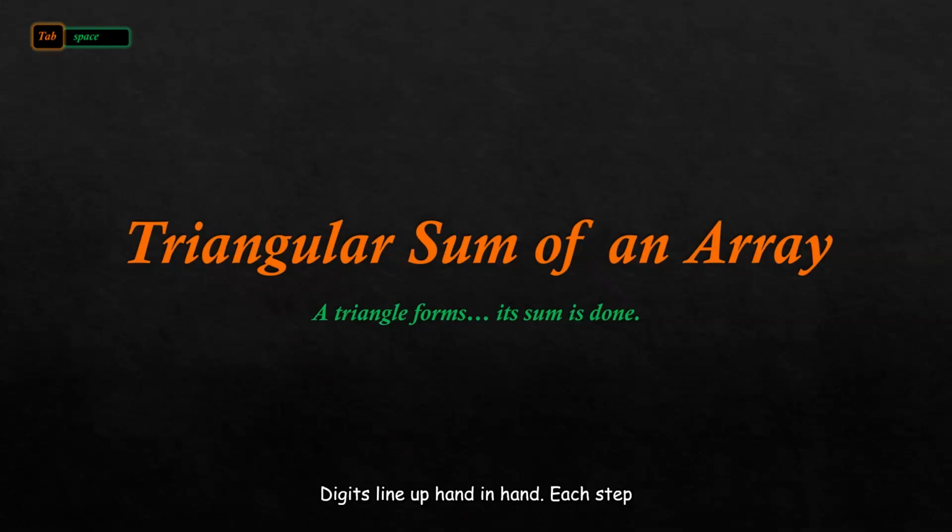Digits line up hand in hand. Each step reduces till one shall stand. From many to one, the journey began. A triangle forms. Its sum is done.